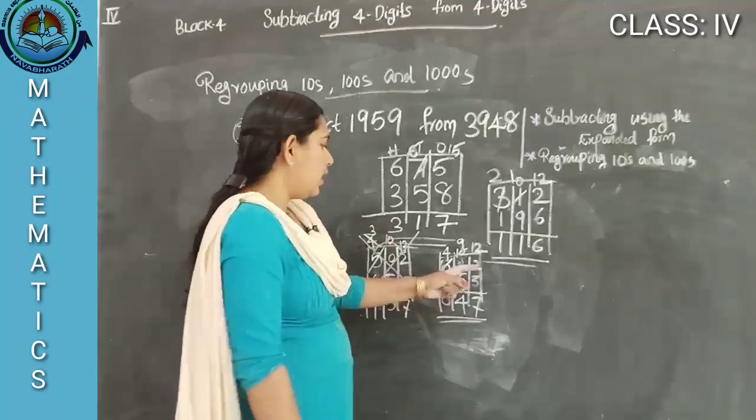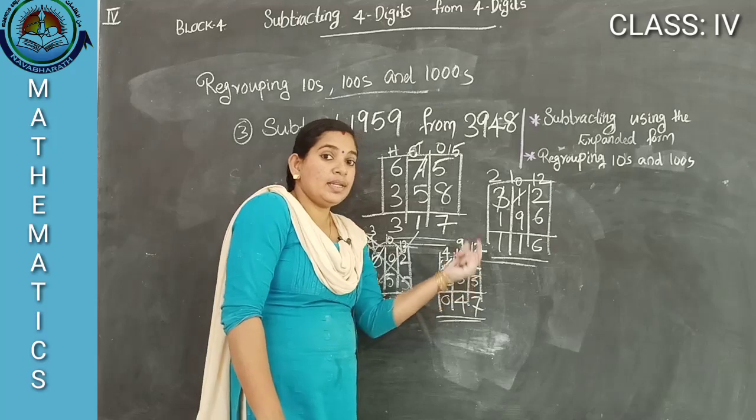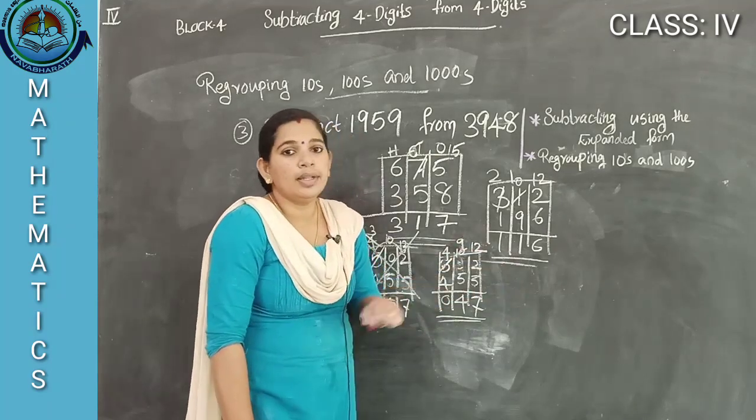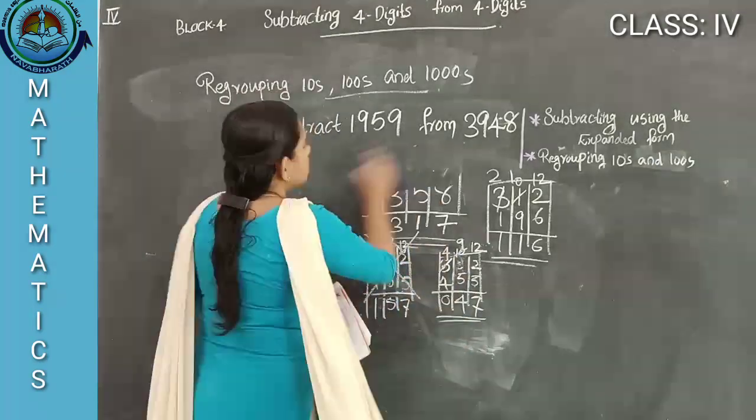Okay. We are taking 1 from the 100 place to 10's place. Then that number will change. From that we want to take the 1's place. Okay. Then next question, second question.